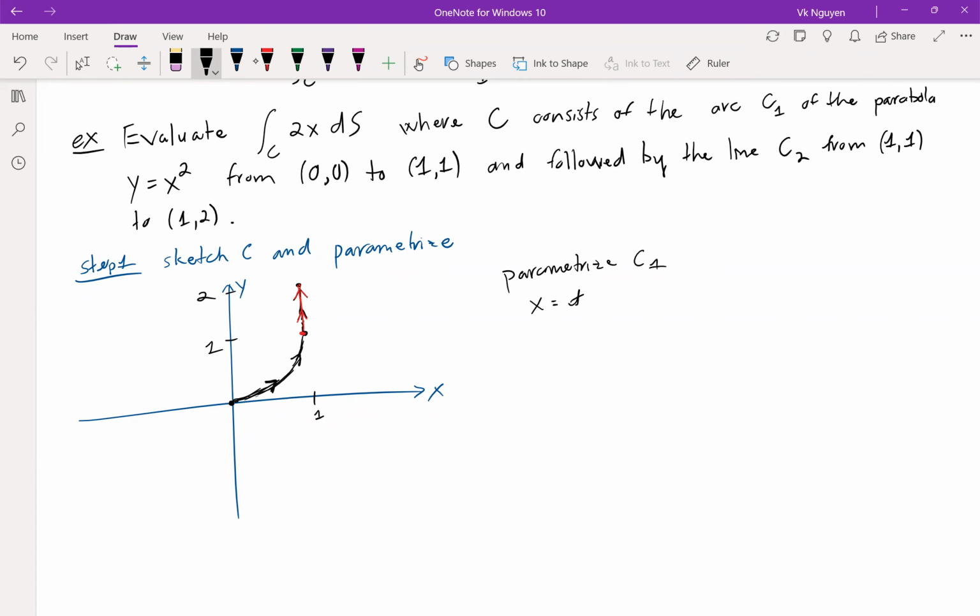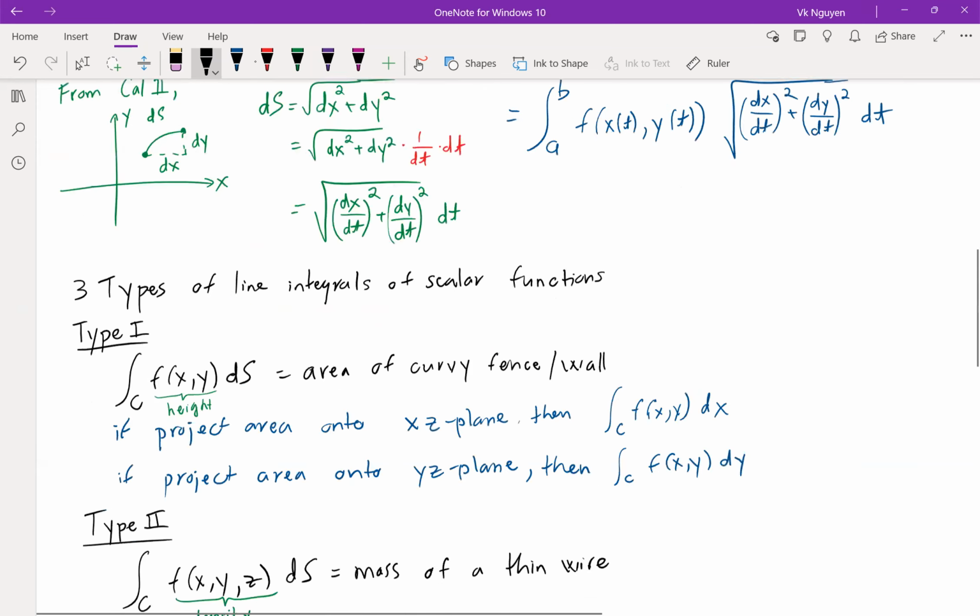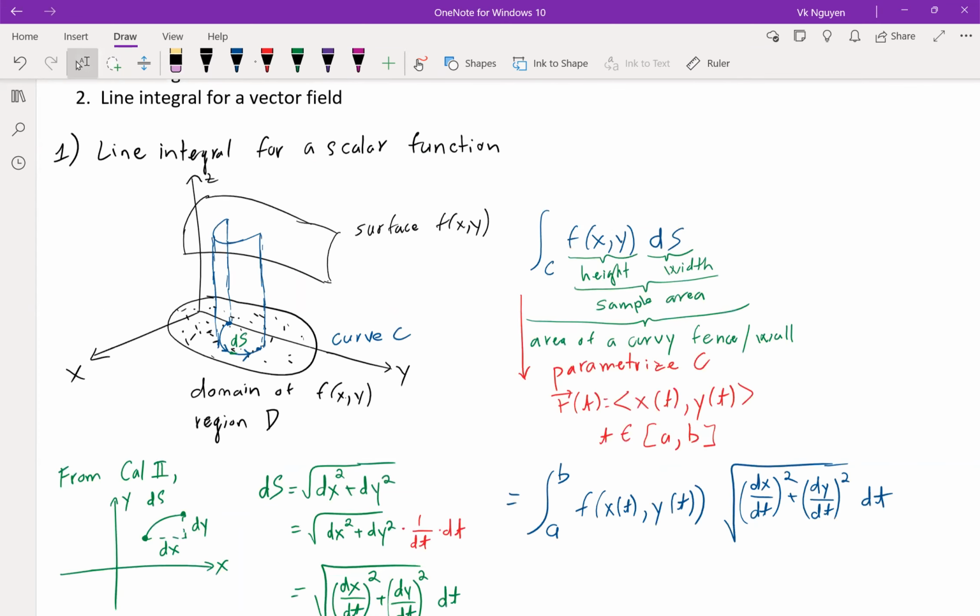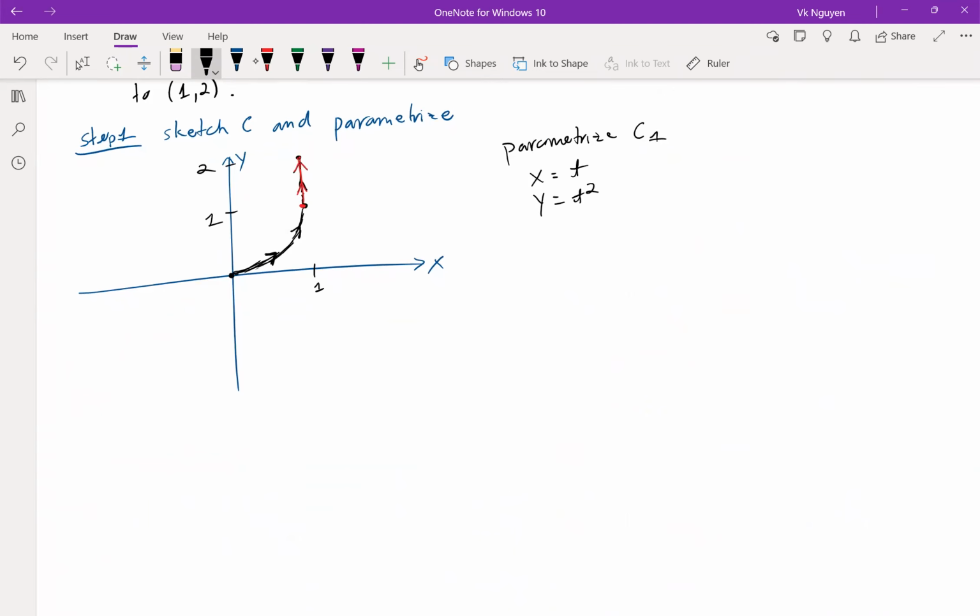x equals t, then y is going to be t squared. Here we don't have to play around with the r(t), right? Not yet. The vector r(t) is going to become very handy when we get to the vector field. For now, we can parameterize it this way. And where does t go from? t goes from 0 to 1.